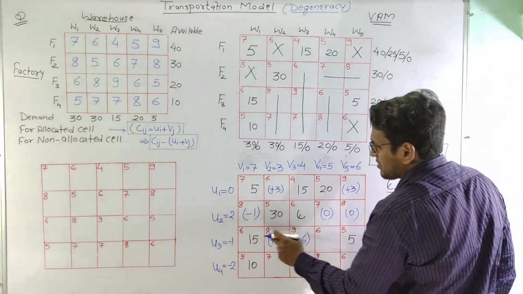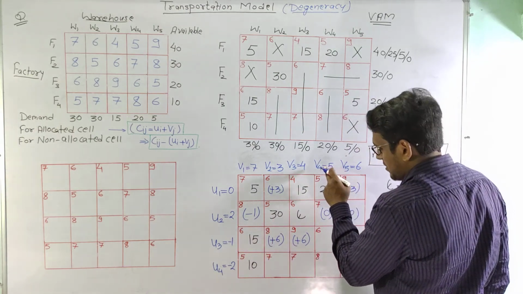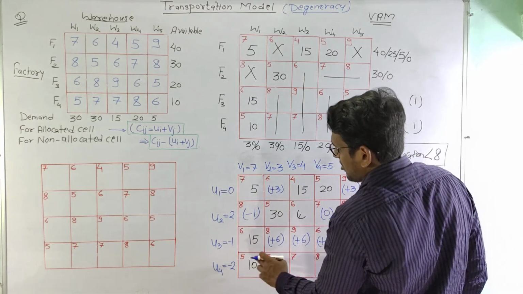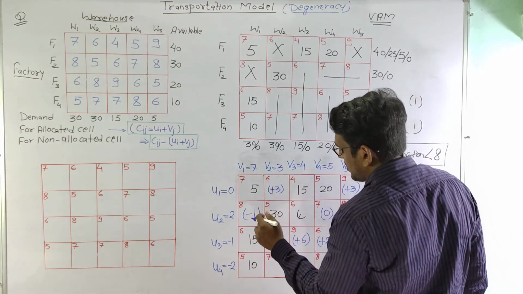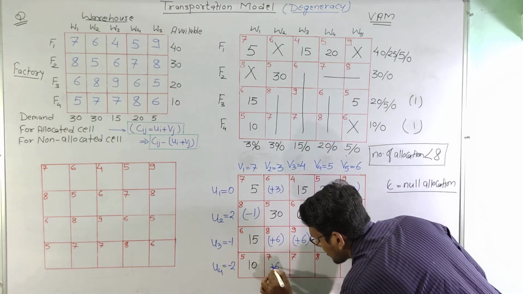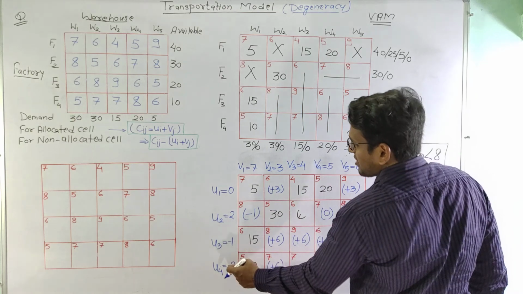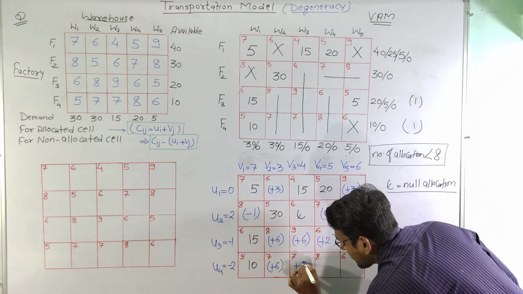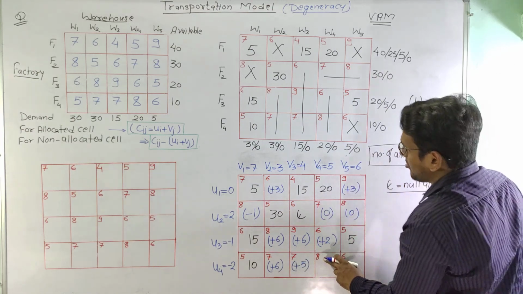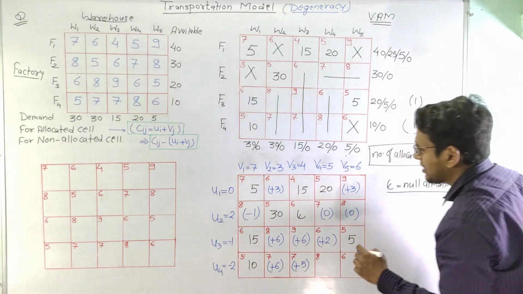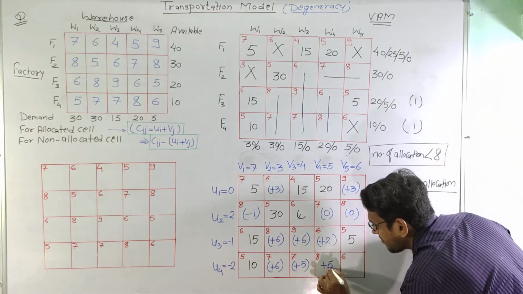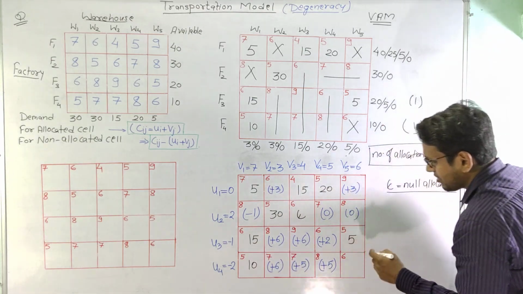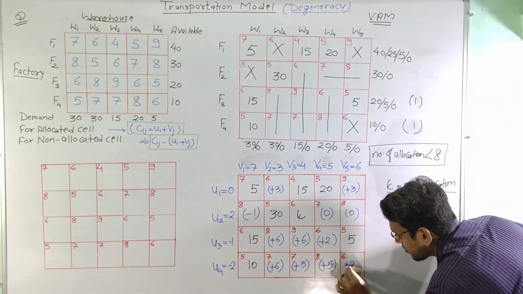Here 6 minus (1 plus 5), that means plus 4. 6 minus 4 is plus 2. Here 7 minus (minus 2 plus 3), that means 1. 7 minus 1 is plus 6. Here 7 minus (2 plus 4), that means 7 minus 2, which is plus 5. Here 8 minus (2 plus 5), that means 8 minus 3 is plus 5. And here 6 minus (2 plus 6), that means 6 minus 4, that means plus 2.